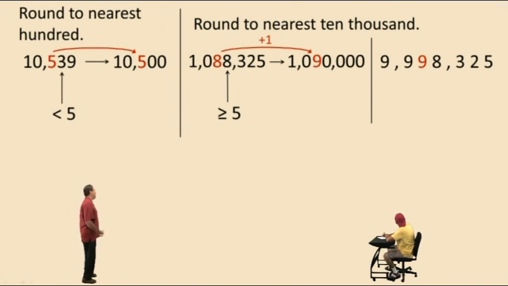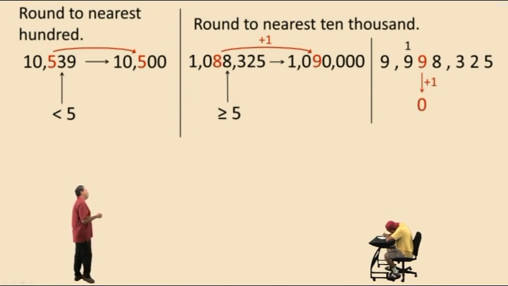Now let's do this one here, 9,998,325. We're rounding to the nearest 10,000. That red 9 is in the 10,000s place. So we look to the digit to the right, which is an 8, and that's greater than or equal to 5. That means we have to add 1 to the digit that's in the place value we're rounding to, in this case 10,000s. But 9 plus 1 is 10, so what happens? We get a carryover. We put 0 and we carry the 1 over to the 100,000s place. Now, 9 plus 1 is 10. So we put the 0 and we have to carry a 1 to the millions place, right? And 9 plus 1 is 10, so that becomes 10 million.